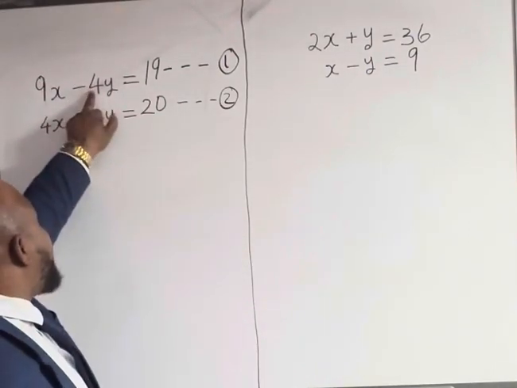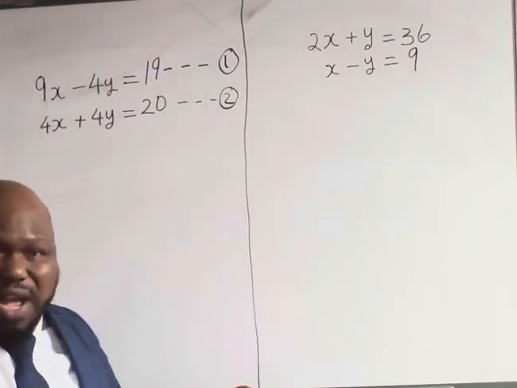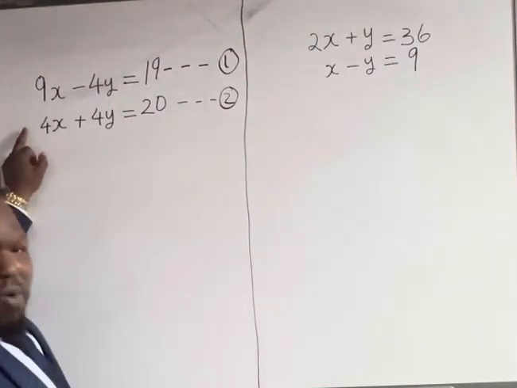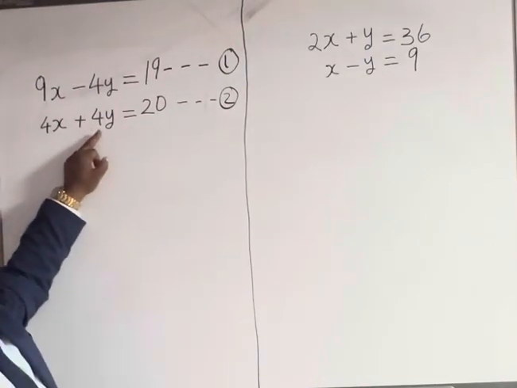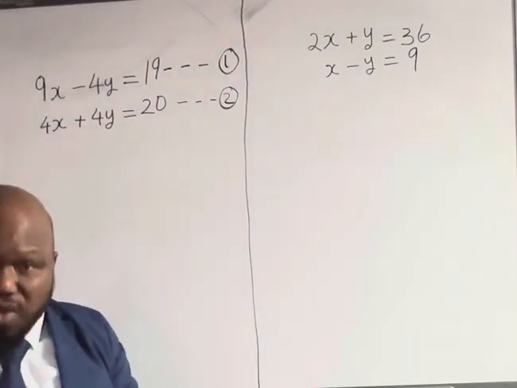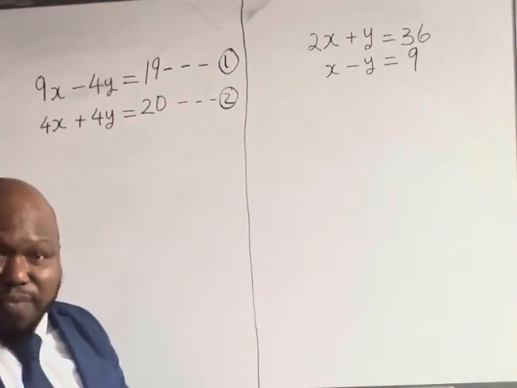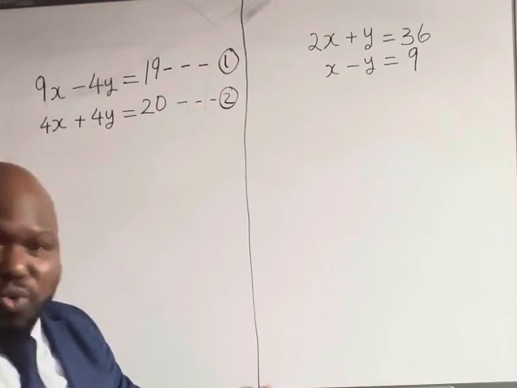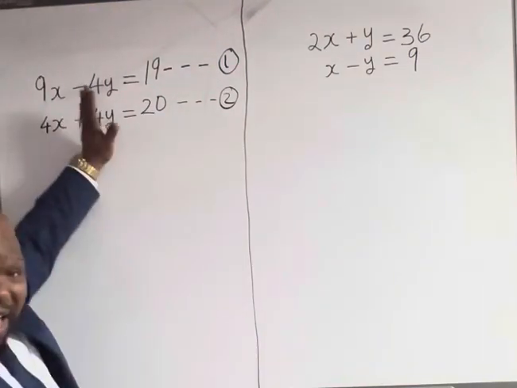For example, if we have 4y here and 2y here, we can start by multiplying equation 2 by 2. If you do that, this will now become 2 times 2, 4, before you carry out your mathematical operation, whether it is going to be plus or minus. We will come to such questions later. But now, the one we have is just direct for us.